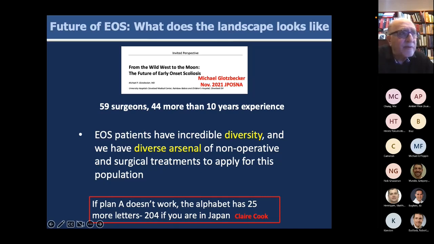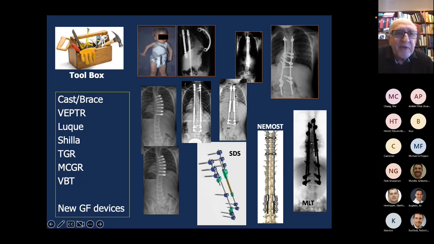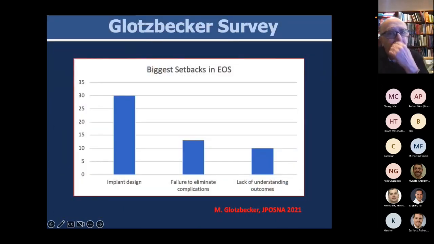And it just brings the Claire Cook's saying that if Plan A doesn't work, the alphabet has 25 more letters, and in Japan it's like 204. So we have a toolbox of all kind of treatment that's been evolving and is increasing every year. CAS, Brace, Reptor, Lukey, Sheila, TGR, MCGR, and it's just coming, and then that's probably one or two more since I made this slide.